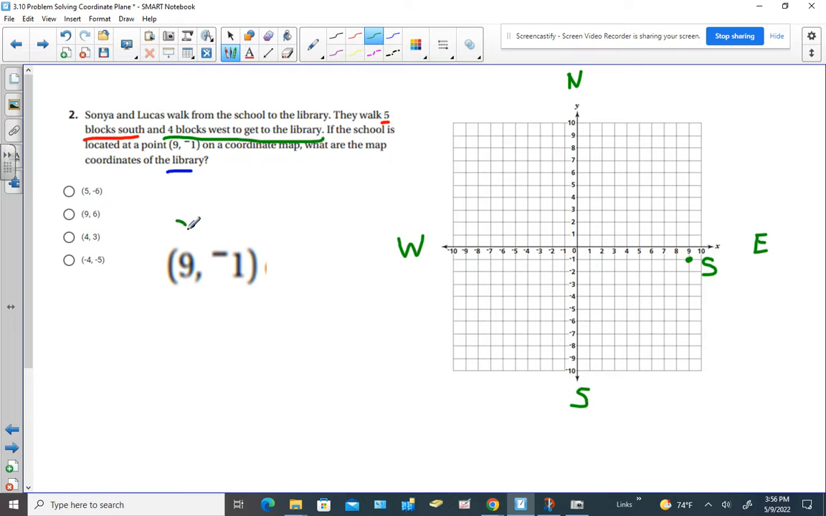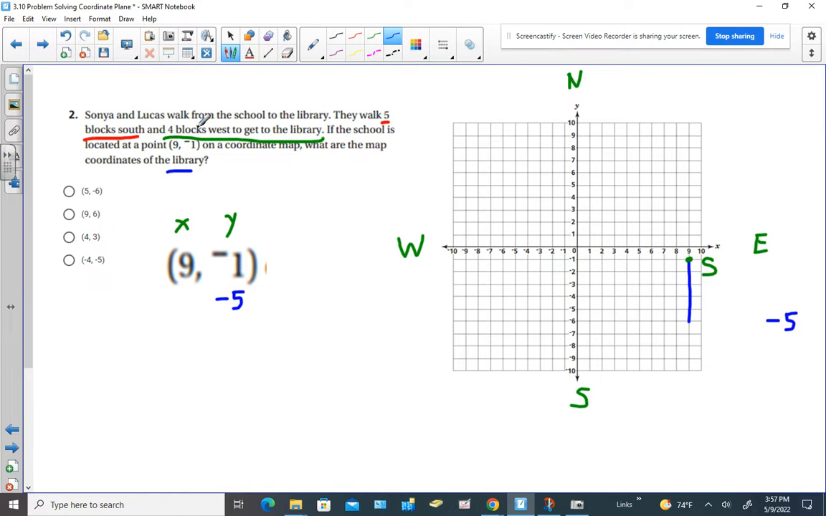And what are you adding? Remember, this is the x and this is the y. So let's first plot it, and then we'll go back and explain that idea of adding to what coordinate. So let's go ahead and pay attention to this. It says they walk 5 blocks south. So if we count 1, 2, 3, 4, 5 blocks south, that's going down 5 on the y line, right? We're going down 5 on the y line because north-south is a y-axis thing.